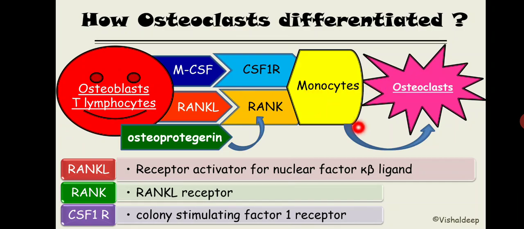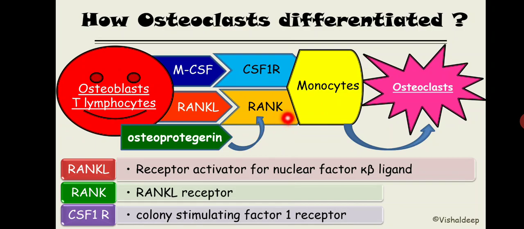And to keep this conversion in check, there is one more thing: the osteoblast will secrete the substance osteoprotegerin. This osteoprotegerin will competitively inhibit RANKL from binding with RANK. Once osteoprotegerin binds with RANK, this conversion will not take place. So this is the inhibitory compound that inhibits the formation of new osteoclasts.